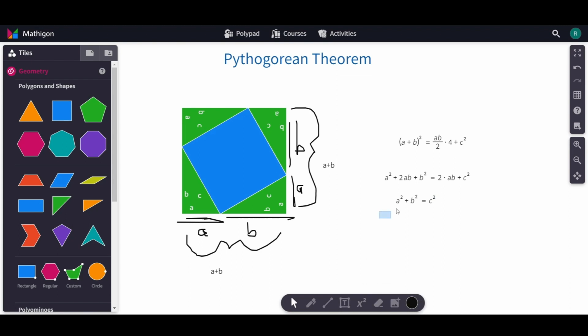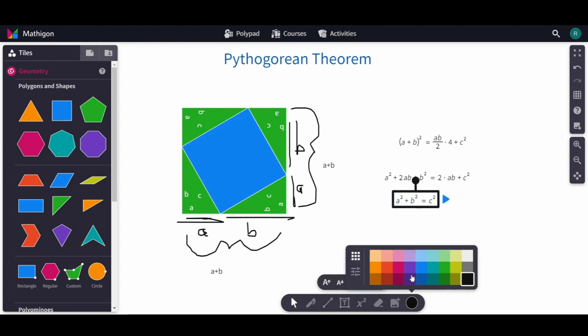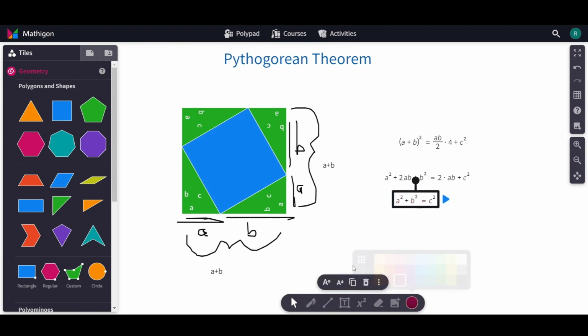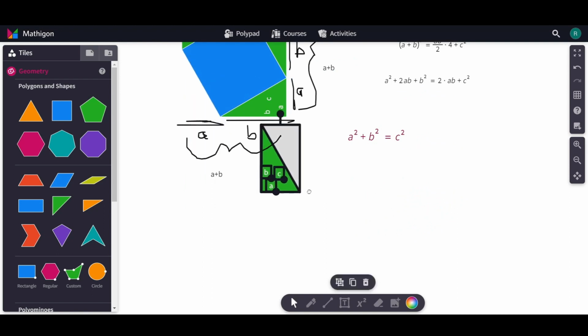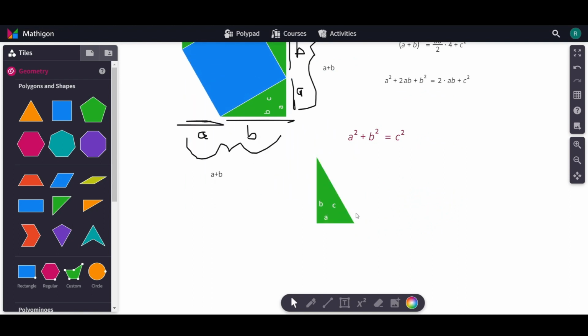So this is what the Pythagorean theorem is all about. We can say that if we have a right triangle with side lengths A and B and hypotenuse equal to C, then A squared plus B squared is equal to C squared. So therefore, in a right triangle, this is how the sides relate with each other.